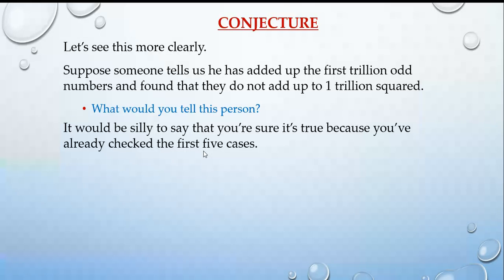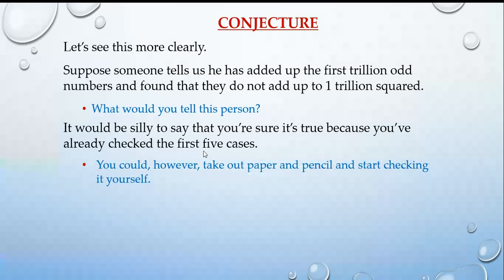Why? Because I checked the first five cases. If you say this, it is a very silly answer: I have checked five times, so it will be true. It is not like that. The person says 1 trillion squared is not the sum of the first trillion odd numbers, right? So what do you do now? You have added the first five terms; now you add more and more terms one by one. For this you have to take paper and pen, add the numbers and find the results.